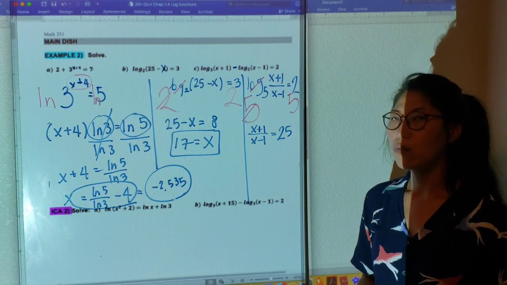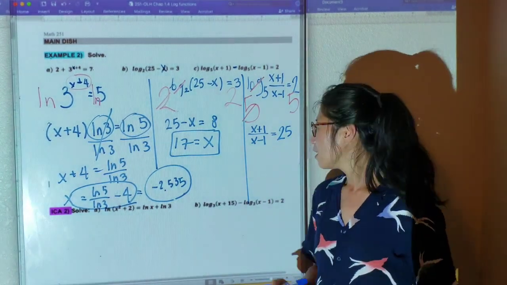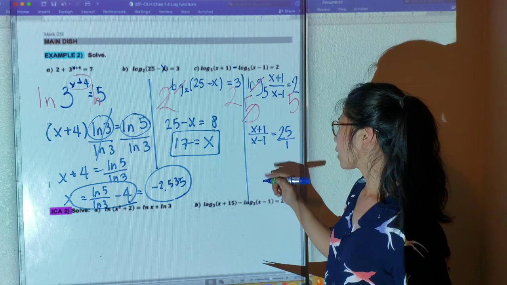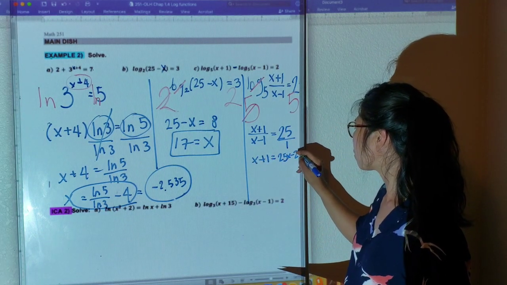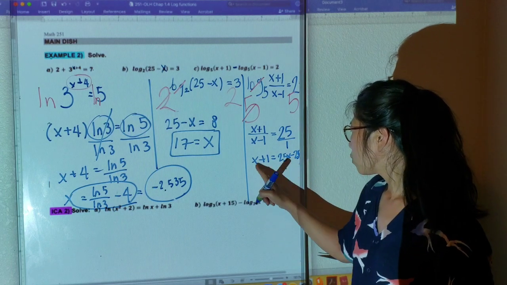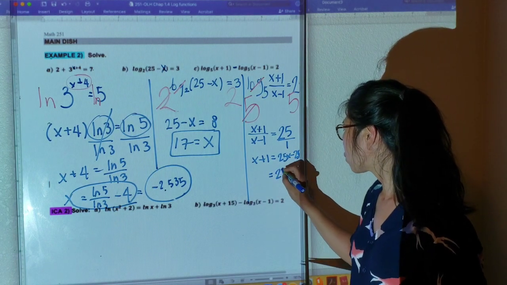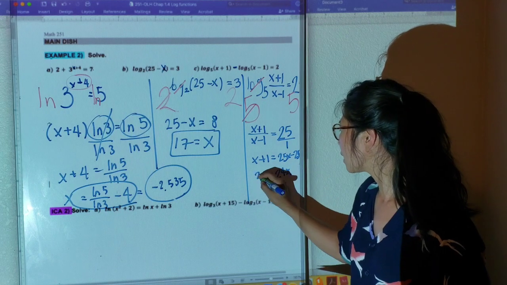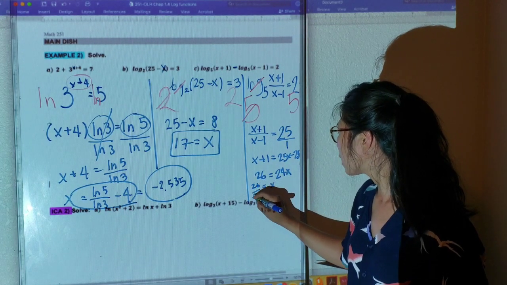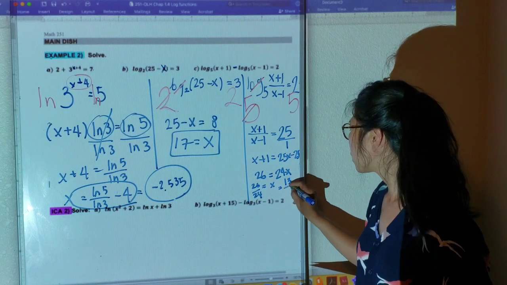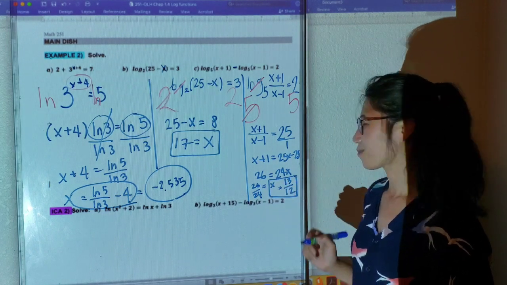And if you remember, we solve a rational equation by cross multiplication. So if I cross multiply, I get x plus 1 is equal to 25 times x minus 25. Then let's move x to the right-hand side, to keep it positive. So I get 24x is equal to 26. So x is going to be 26 over 24. We can reduce it to 13 over 12.